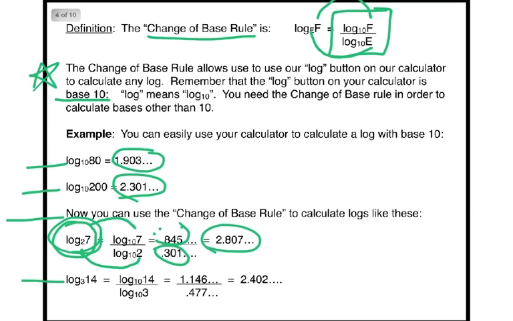Here's one more example. Log base 3 of 14. Remember, the argument becomes the top number and the base becomes the bottom number, both log base 10, so you can use your calculator. So log base 3 of 14 is equal to log base 10 of 14 divided by log base 10 of 3. You can get the decimal for each one and divide, and the answer is 2.402.